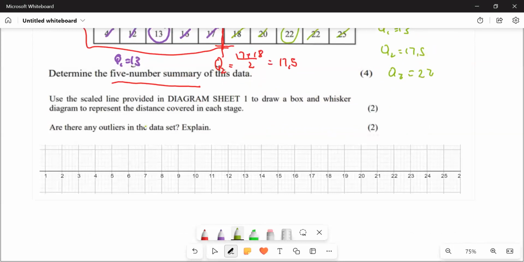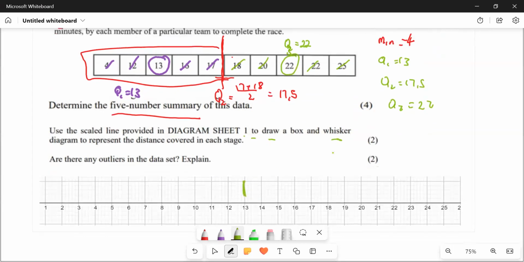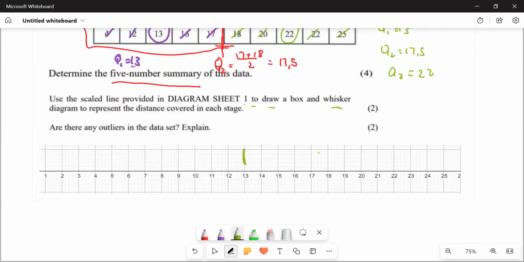They say, use the scale provided to draw a box and whisker diagram again. How are you going to draw the box? We're going to start with the box again. We have 13. Okay, we come to 13 and then we highlight there. That's Q1 again. After that, we have 17,5. After that, we have what? 22. Okay, here's 22 again.